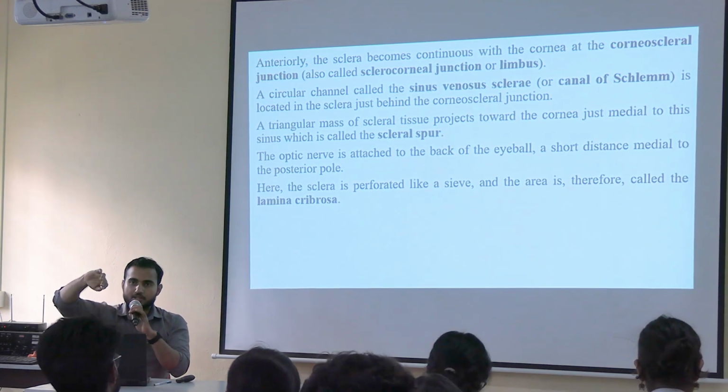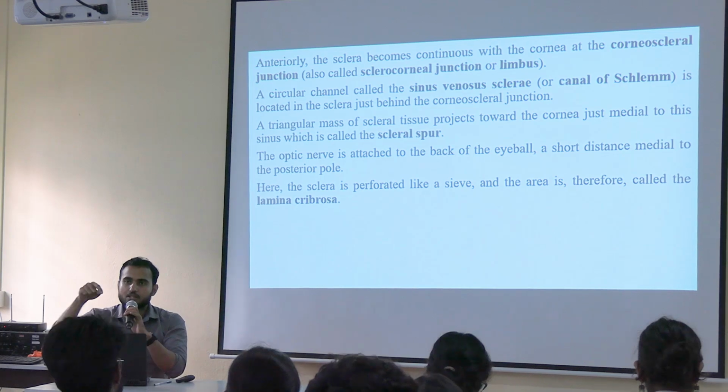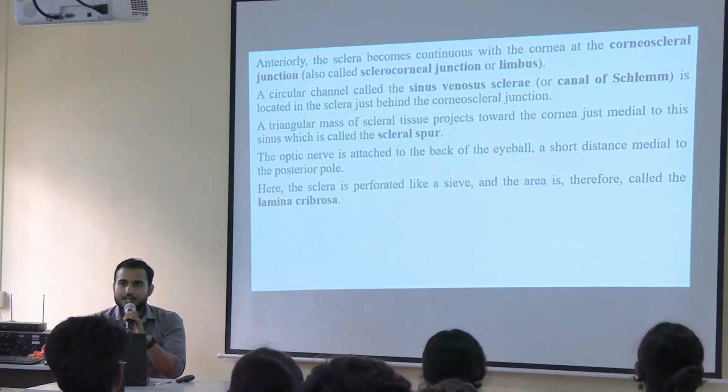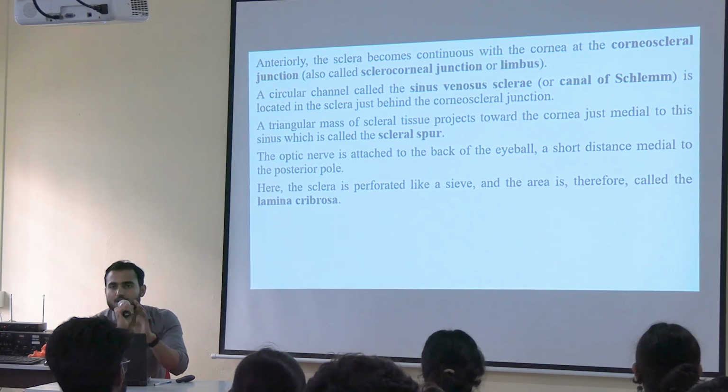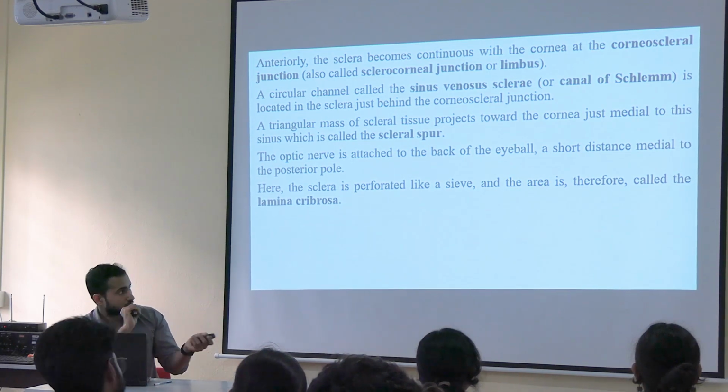Sclera is completely covering. If something has to come out, it should pierce the structure. Unless and until it pierces, it cannot come out. So that particular part is called the lamina fibrosa.